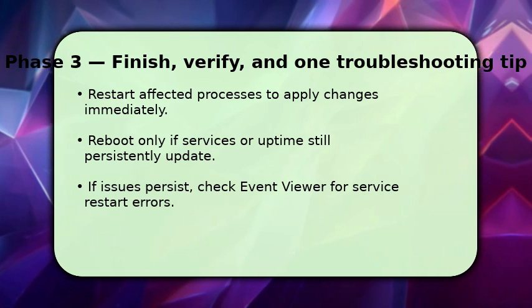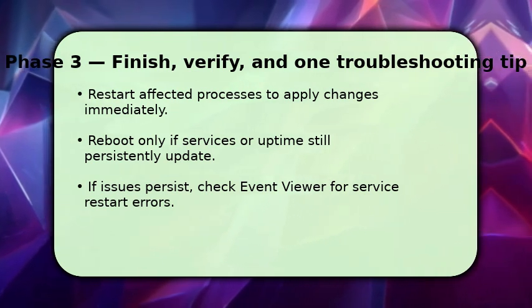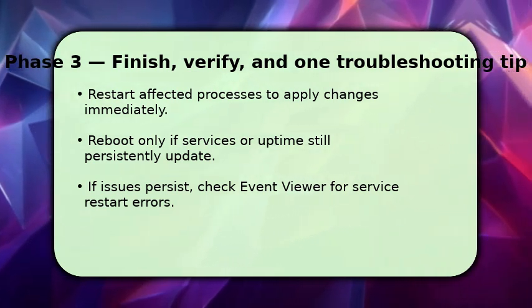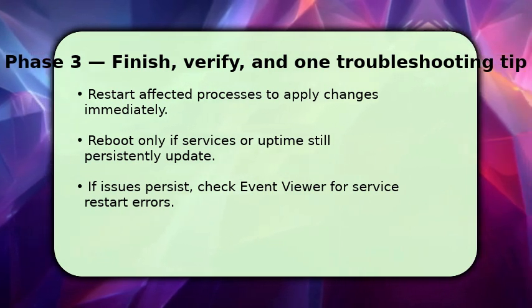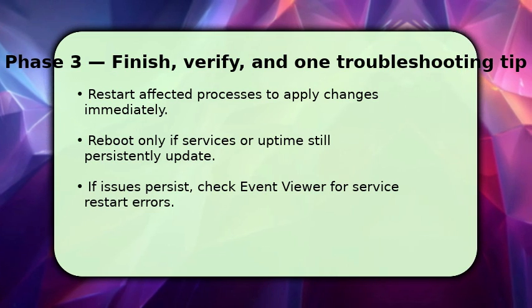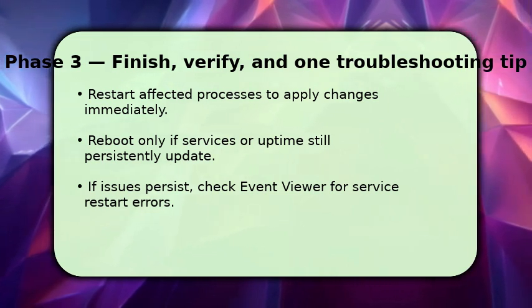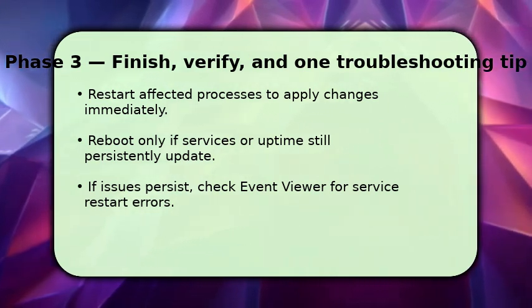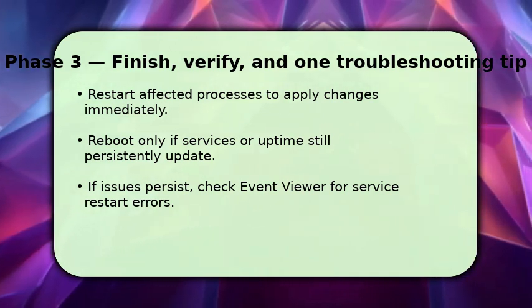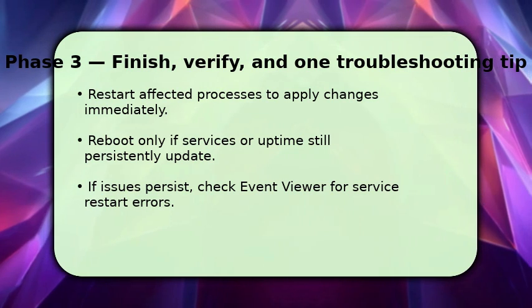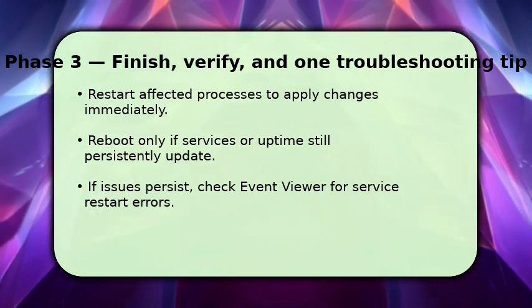If uptime still updates and you intended to halt it, perform a full reboot only after saving work, because some service changes require a restart. If things go wrong, check Event Viewer for service errors and confirm that you modified the correct service. If a disabled service breaks functionality, re-enable it and restart. Then consider restoring a system point as a last resort.